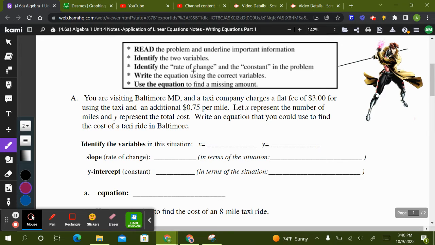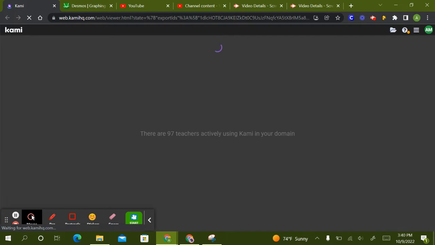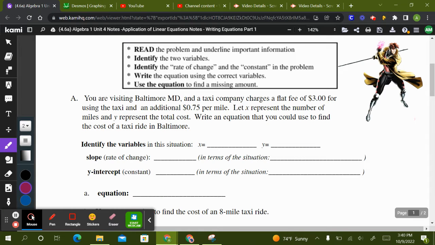Hold on, my computer is not letting me write on it. We're going to reload the page. So our rate of change is just the way that things are changing, our slope, and our constant, that's our y-intercept, the thing that doesn't change, the b.